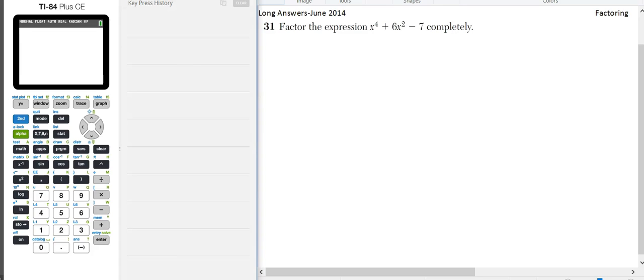This is an Algebra 1 Regents question from the June 2014 Regents. It's a long answers question. The question tells us, factor the expression x to the fourth plus 6x squared minus 7.